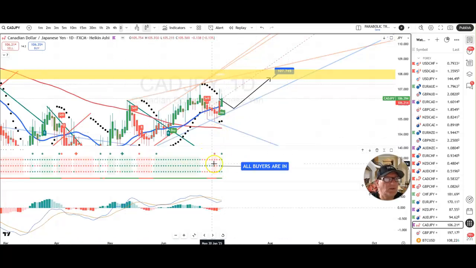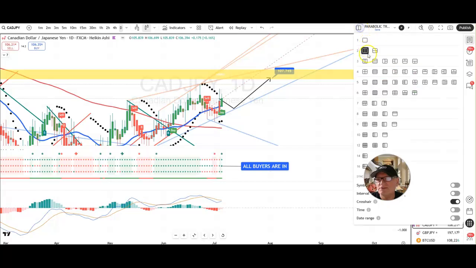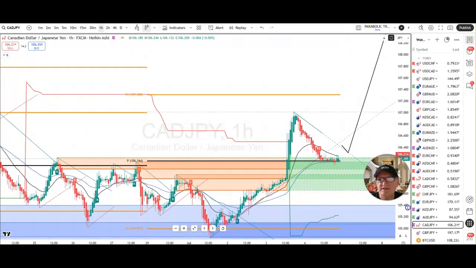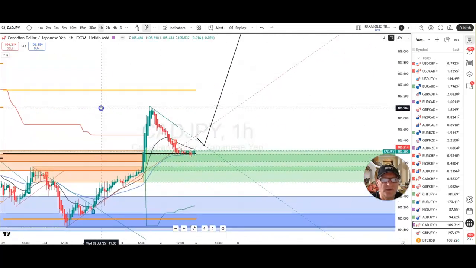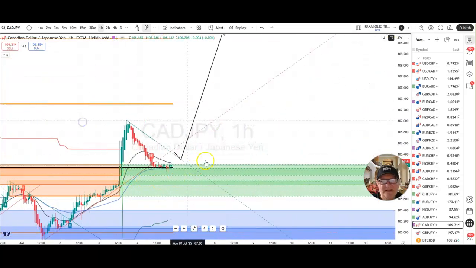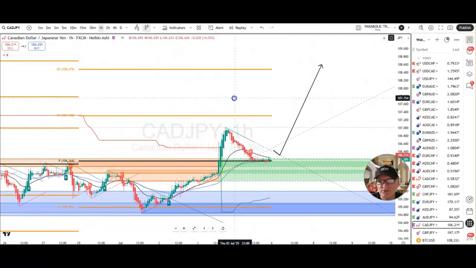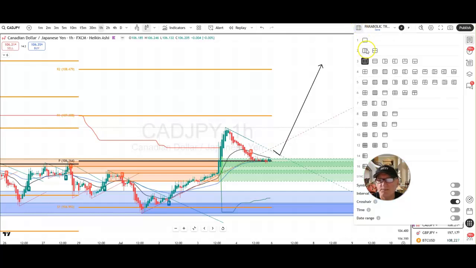So we've got all buyers in on the Canadian yen. Let me dial down to the lower time frame on the hourly chart, and we can see what's going on here on the 1 hour time frame. We can see the price moving above the central pivot, which is positive, just waiting for the breakout, and then the price will rally to target as previously mentioned. Beautiful chart on the Advanced Pro charts.